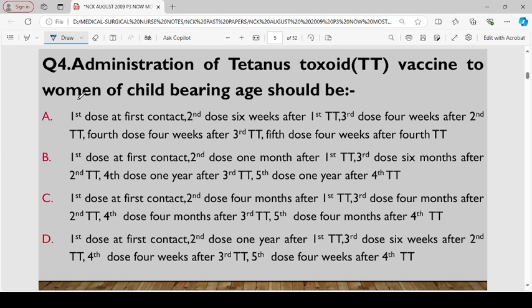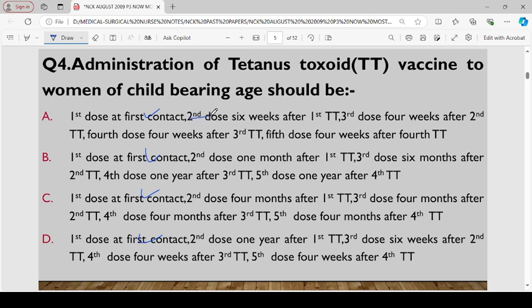Question number 4. Administration of tetanus toxoid (TT) vaccine to women of childbearing age should be... All right. Remember, for TT vaccine to women of childbearing age, you get the first dose at first contact. I'm very happy that A is saying that, B is also saying that, C is also saying the same, D is also saying the same. Correct. Now, when do they get the second dose? That is 1 month after the first dose.